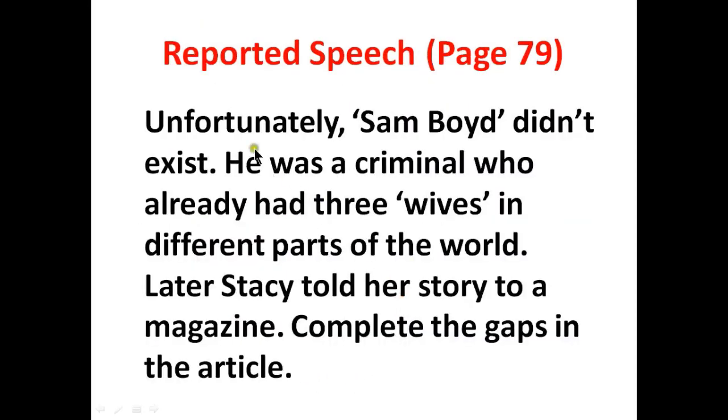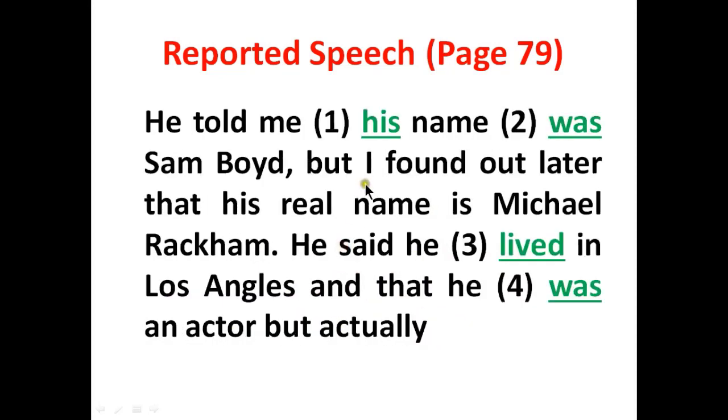Now here starts your real question. Unfortunately, Sam Boyd didn't exist. He was a criminal who already had 3 wives in different parts of the world. Later, Stecky told her story to a magazine. Complete the gaps in the article. Now you are going to go through the story of Stecky, and whatever gaps or blanks you find, you will complete them according to the relevant information that was given to you earlier.